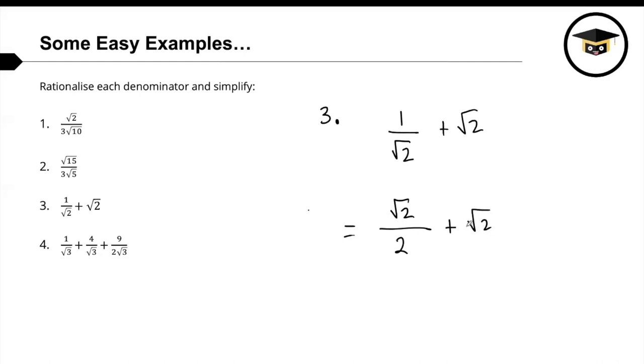Now we know that root 2 is equal to 2 root 2 over 2, because it's still equal to root 2. And then we can say we have a common denominator of 2. That means we can add them together. So root 2 plus 2 root 2 is simply equal to 3 root 2. And so 3 root 2 over 2 would be our final answer.